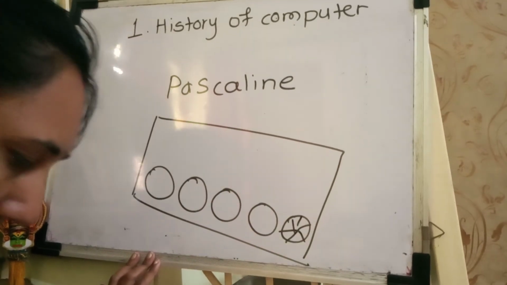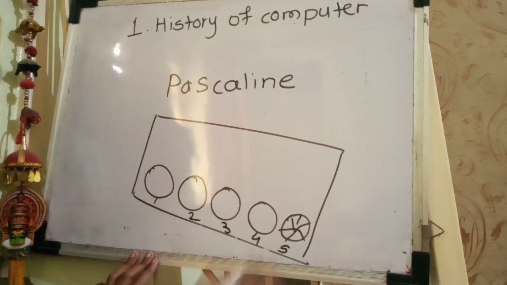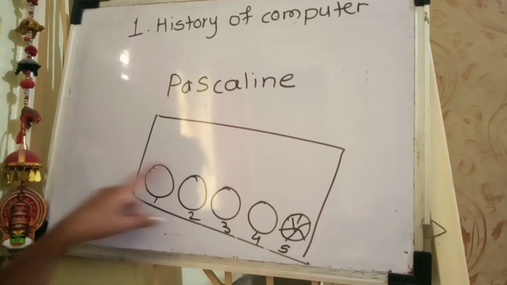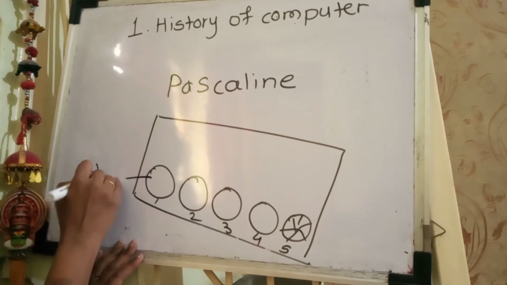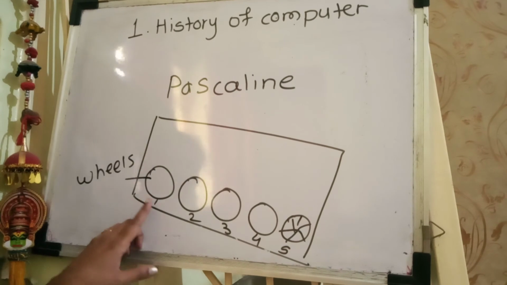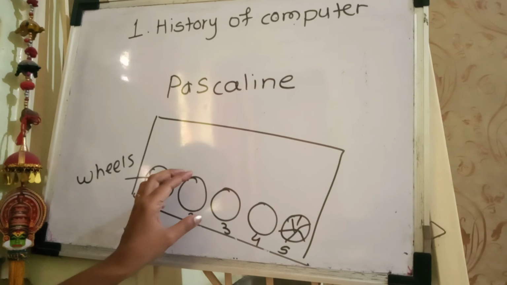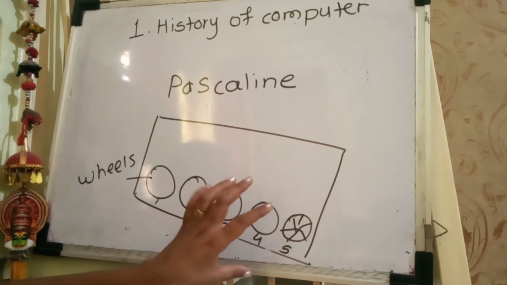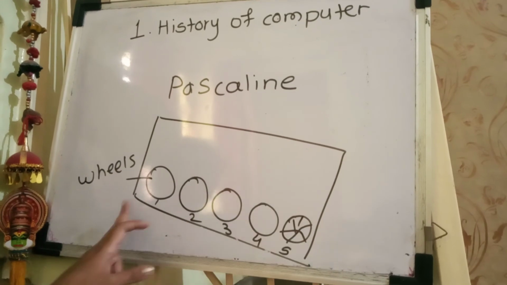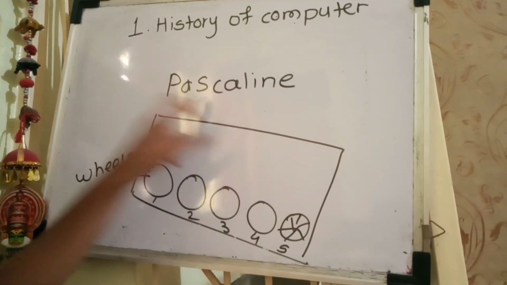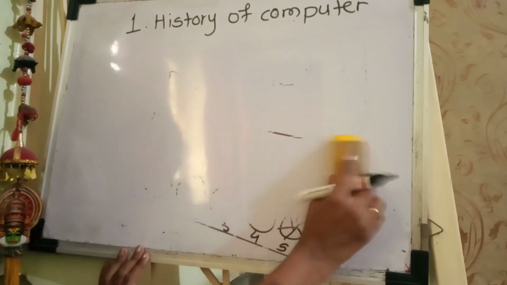And some numbers are written on them, like this: 1, 2, 3, 4, 5. These are the rotating wheels, and they are used for calculation. They rotated these wheels and did addition, subtraction and division. So this device is called a Pascaline. Then after the Pascaline, the difference engine was invented.